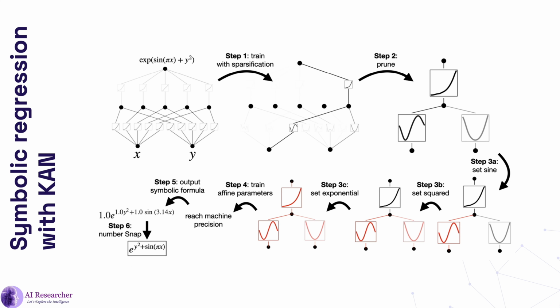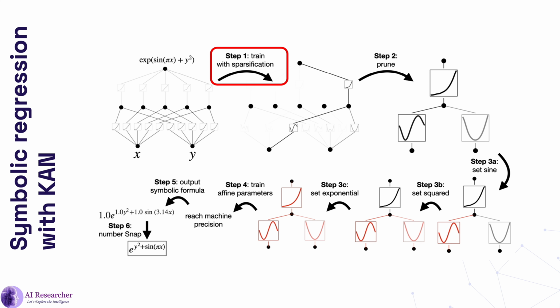Moving to the next slide. This slide outlines a systematic process of symbolic regression using KAN. We will see all of these steps in detail. So starting with step 1, which is train with sparsification.